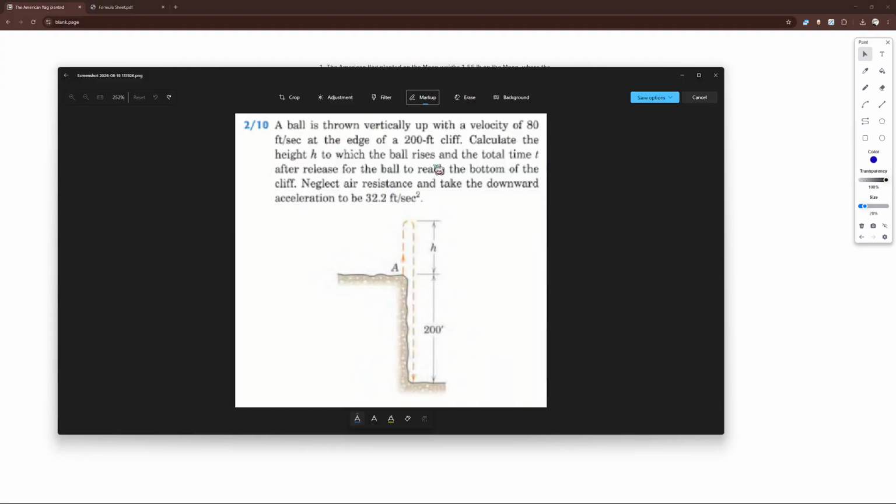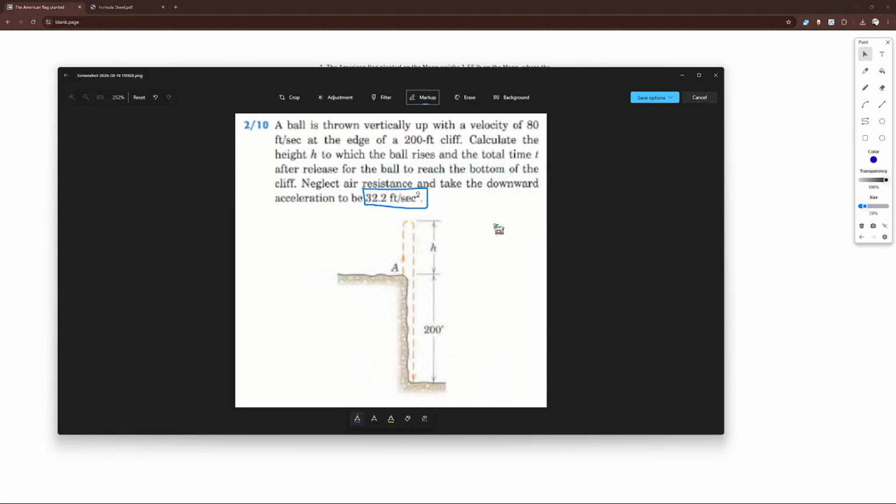And then we need to calculate h, the height, from the top of the cliff to the top of the throw. Okay, because the ball is thrown up. And the total time after release, so after it leaves here, what is the time to reach the bottom of the cliff? So basically the time for this entire loop just like that. Okay. Neglect air resistance and downward acceleration is 32.2 feet per second squared.